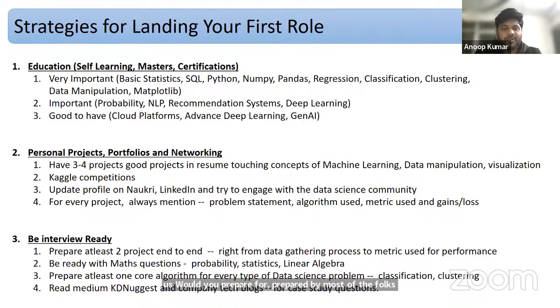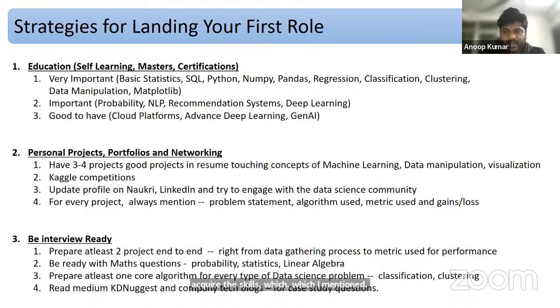So how do you get these skills? The first thing is certification. There are numerous sites from where you can do certification, like Coursera or Udemy. If possible, you can go for a master's as well. And third, self-learning is always there. I will share some resources as well. So that is the first thing: how to acquire the skills which I mentioned.